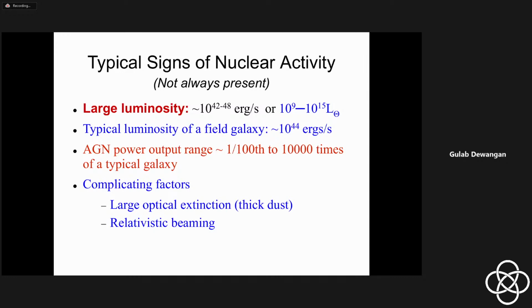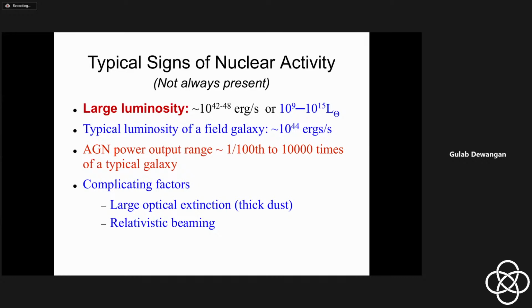And if you compare the luminosity of these AGNs with the luminosity of our own galaxy, our galaxy has about 10 to the power 11 stars, and if you assume Sun-like luminosity, then our galaxy has roughly about 10 to the power 44 ergs per second. That means if you compare this with the luminosity range of AGNs, then the AGN power output ranges from about 1/100th of the luminosity of a normal galaxy like our own to about 10,000 times the luminosity of a typical galaxy.